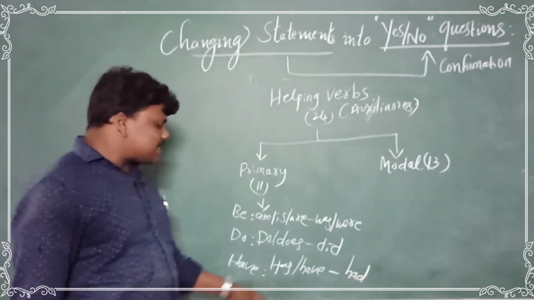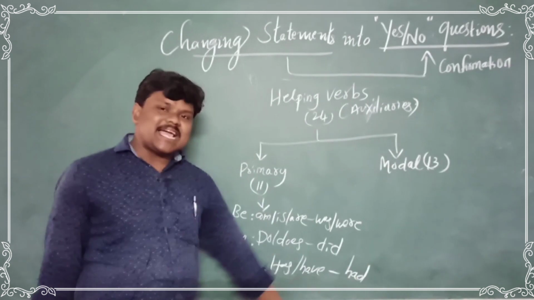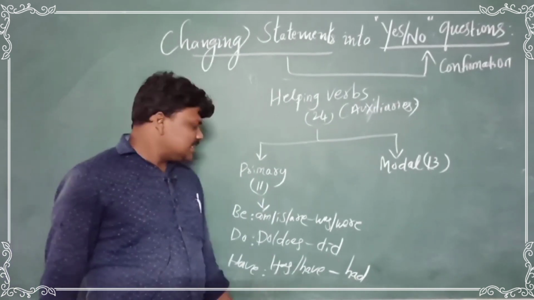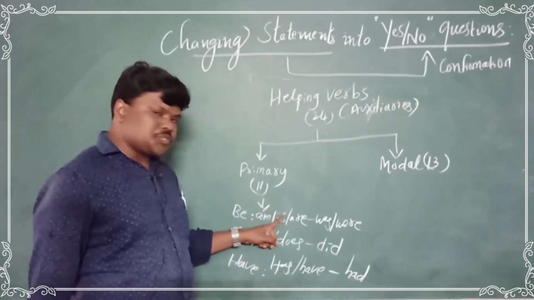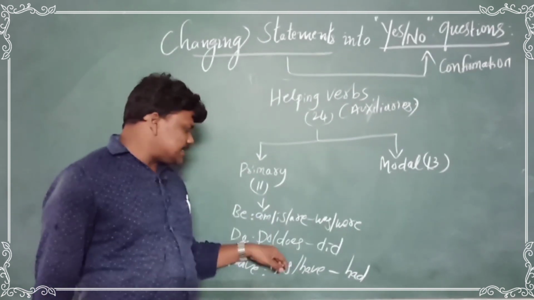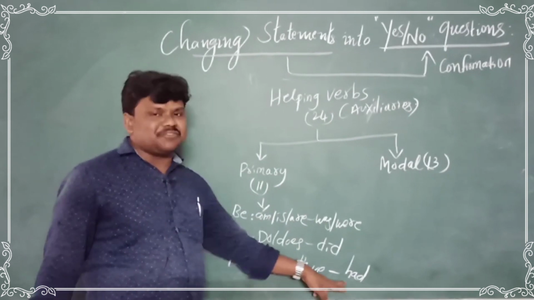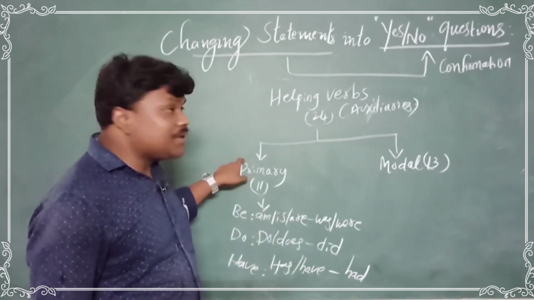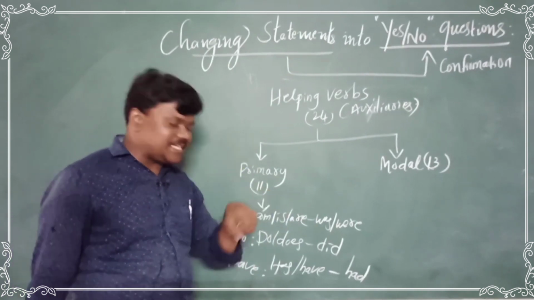Has, have are present forms of have, whereas had is the past form of have. The past form is had. These 11 are called primary helping verbs, primary auxiliaries.